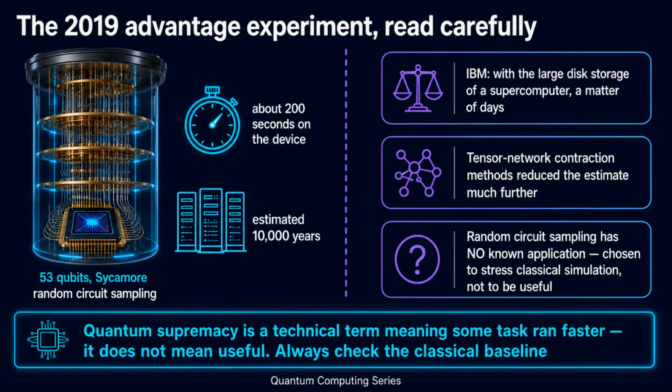In 2019, a team at Google reported an experiment on a 53-qubit superconducting processor named Sycamore. It sampled from the output distribution of a random quantum circuit in roughly 200 seconds, and the team estimated that the leading classical supercomputer would need on the order of 10,000 years. Now read the right-hand column. Researchers at IBM argued the same sampling could be done in days using disk storage, and tensor network methods reduced the classical cost much further. The task was chosen to be hard, not useful. Always check what the classical baseline was.